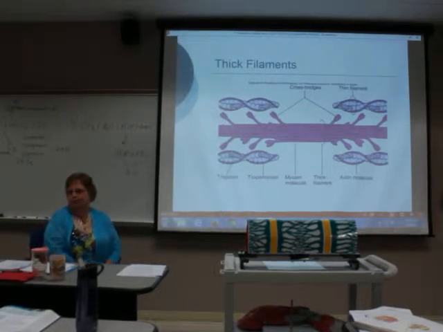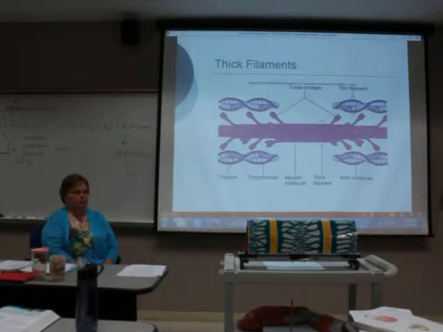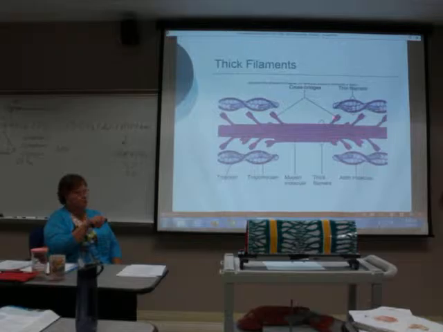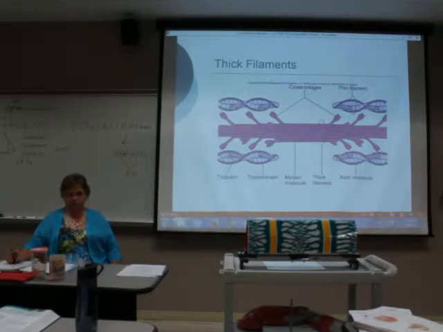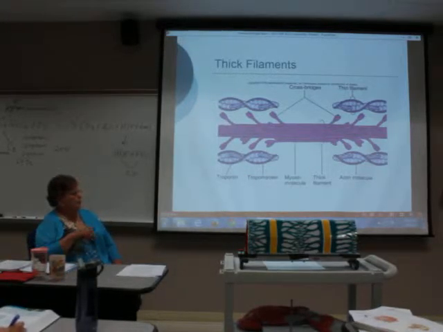Describe the thick filament. Myosin. Okay, a helical strand of myosin protein with 2 cross bridges. What do the cross bridges have? Actin and ATP. Did we get that far? All right, let's go to the thin strand.